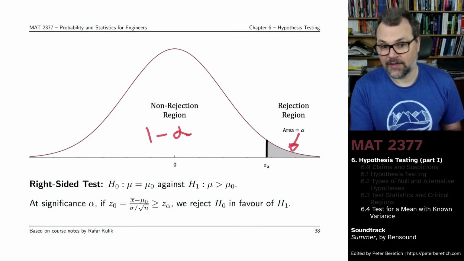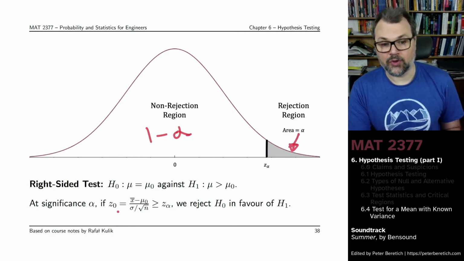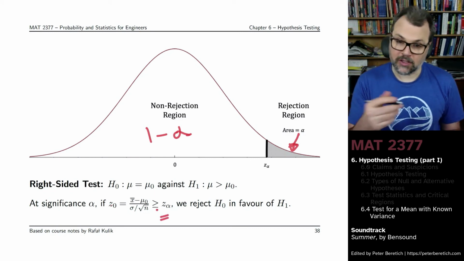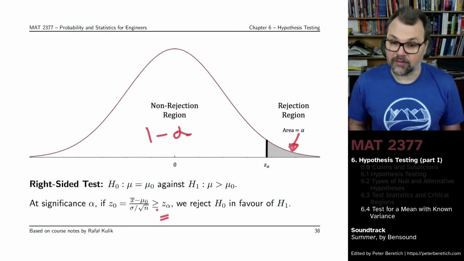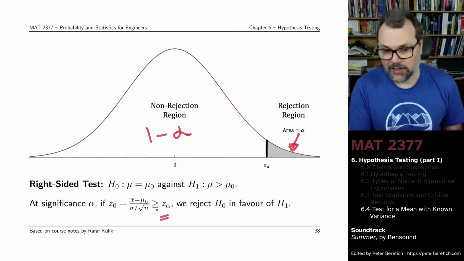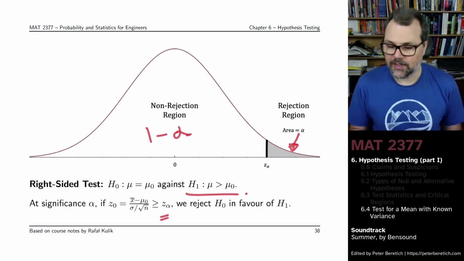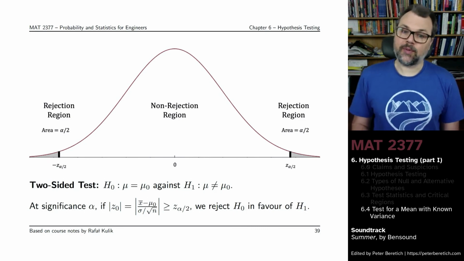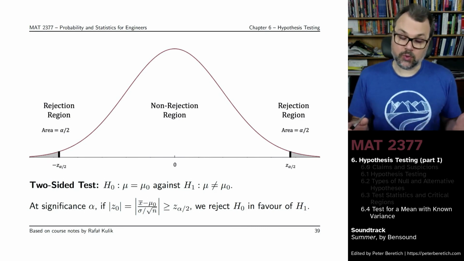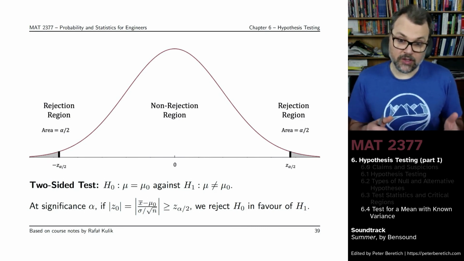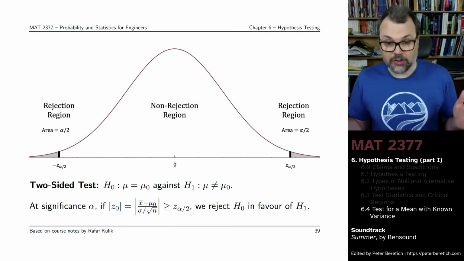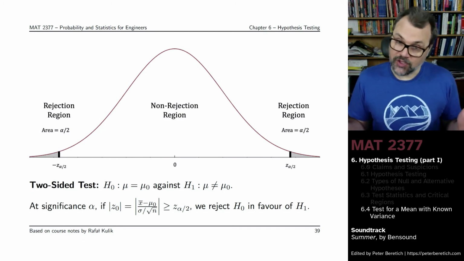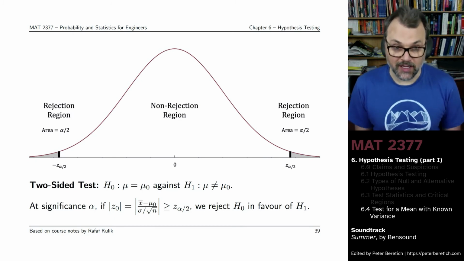This area here is alpha, and if your observed Z statistic is greater than the critical value, then you reject the null hypothesis in favor of the alternative hypothesis, which in this case has changed. But it's the same principle as what you had done in the left-sided alternative case. And you can also imagine that you are uncertain whether mu is equal to mu naught or if it should be smaller or larger than mu naught, the candidate, in which case you will consider a two-sided test.